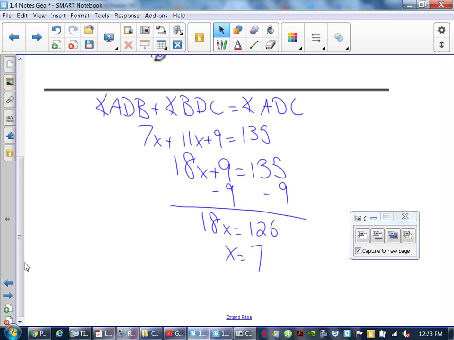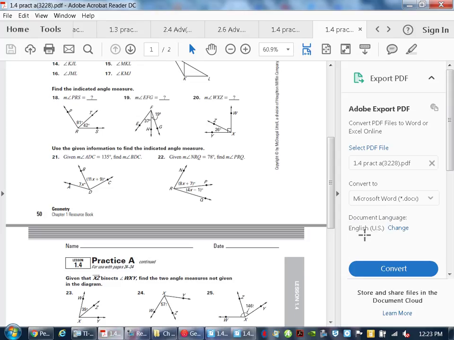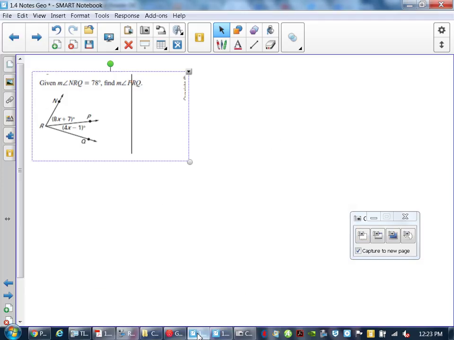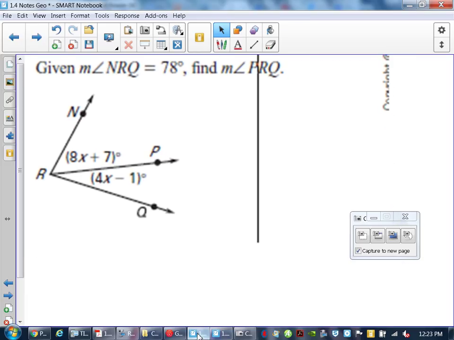All right, let's do one more. Oh, it's asking you to find angle P. Same basic setup, guys. Take a second or so. You'll be okay.